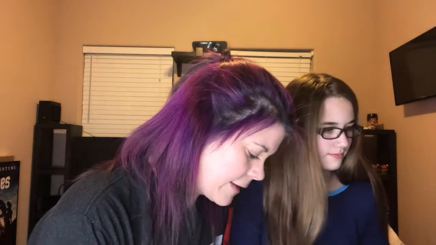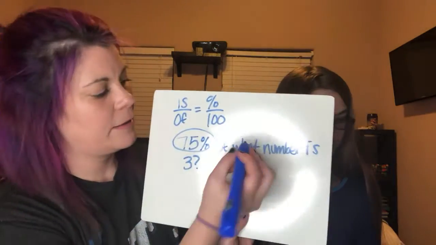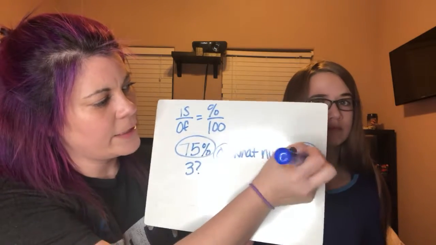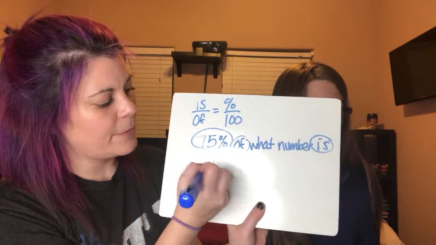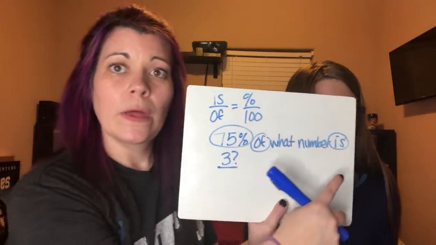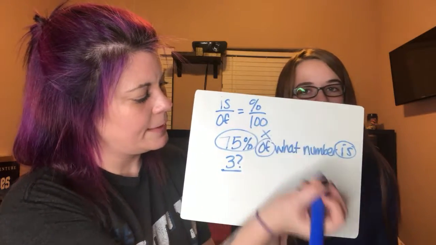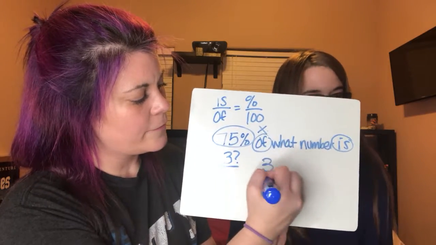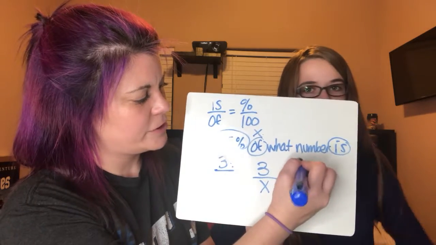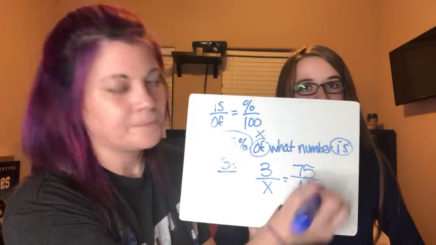So 75% of what number is 3? So I see the percent sign, so I'm going to circle that. And then here's the word of, here's the word is. So 3 is by the word is, so that is definitely the is. There's not a number by the word of, so that's what we're missing. So is over of equals percent over 100.